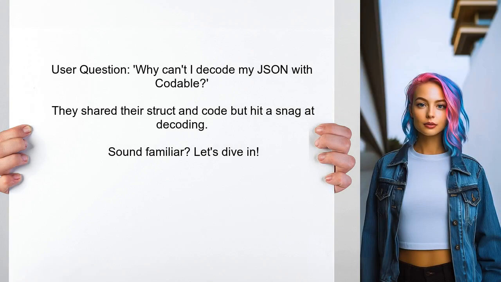Here's the specific situation we're addressing. A user asked, "Why can't I decode my JSON with Codable?" They shared their struct and the code they were using, but they hit a snag at the decoding step. Sound familiar? Let's dive into this together.